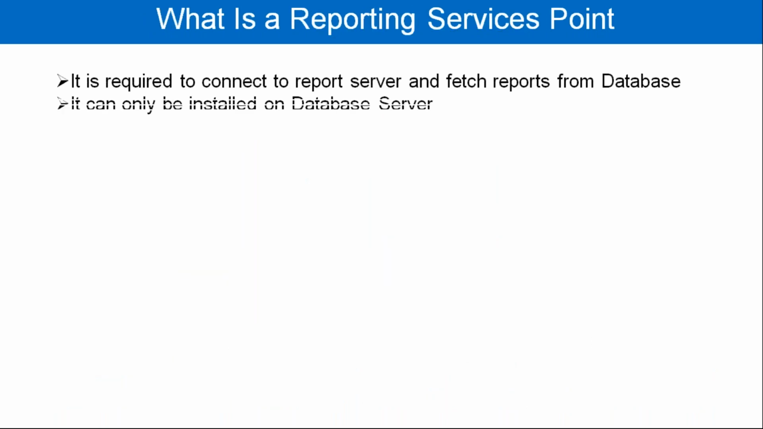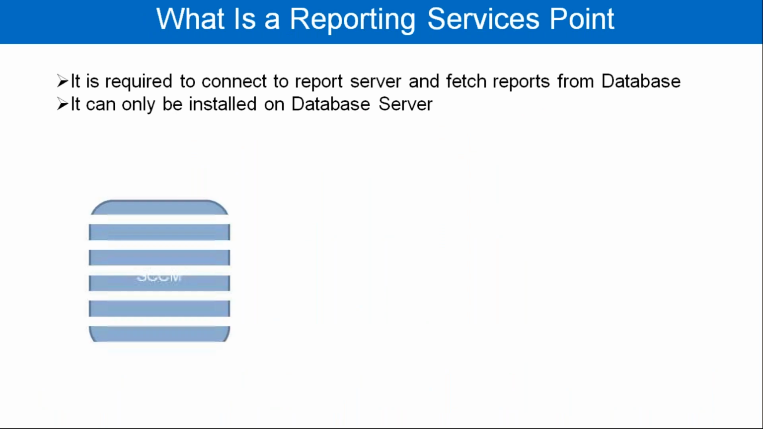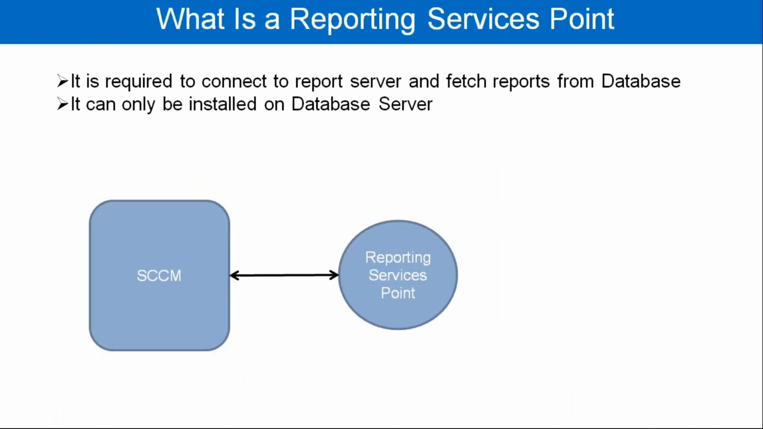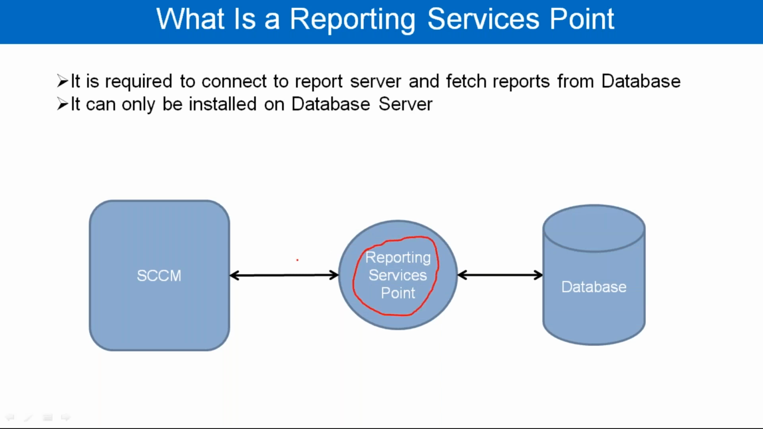Reporting services point is basically to fetch the report from database. So in SCCM, if you would like to get the database reports, you need to install this reporting services point, and then you can get the reports whatever present in database into SCCM. So basically you get the reports in SCCM from the database. So you are basically integrating reports in SCCM using reporting services point.